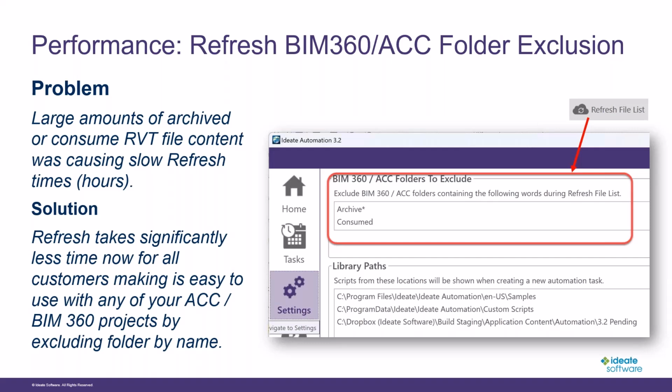And then when you're using BIM 360 or the Autodesk Construction Cloud, we had this folder refresh, but it was basically refreshing all folders. Now you can specify that, okay, under your model directory or your path, you might have a directory called archived or consumed models, and you don't want to update those. So it can bypass those, and I've got an example of that.